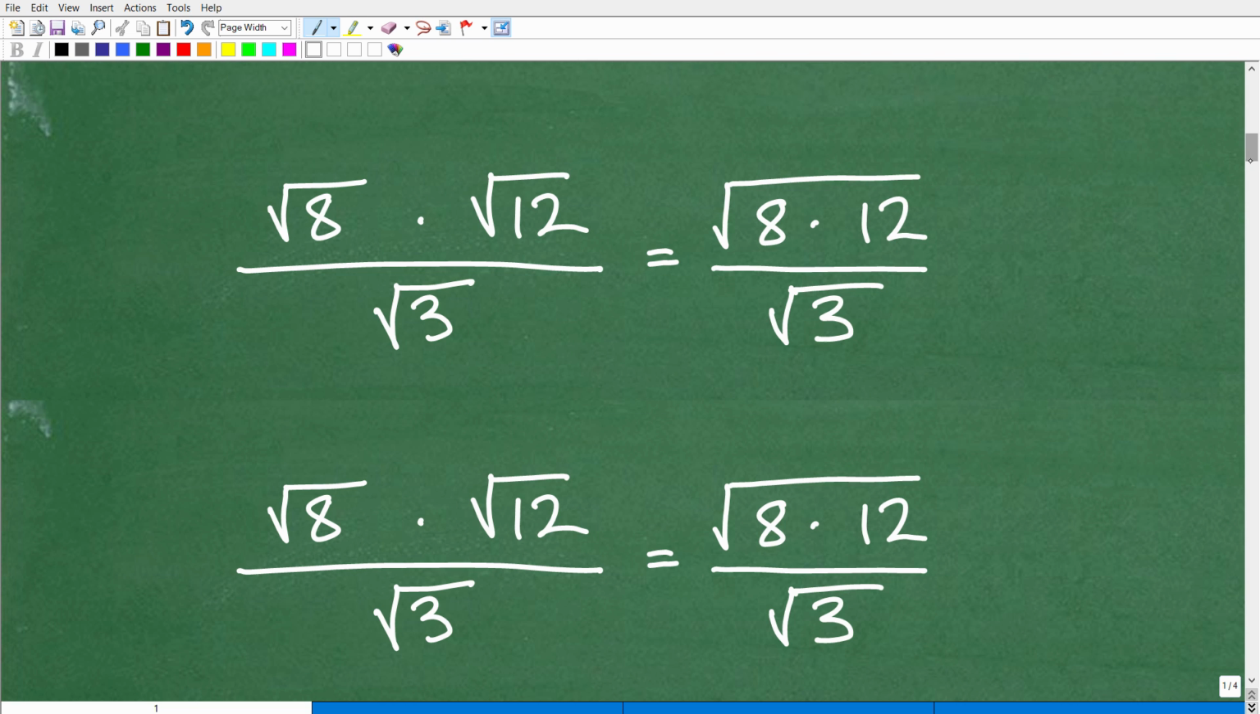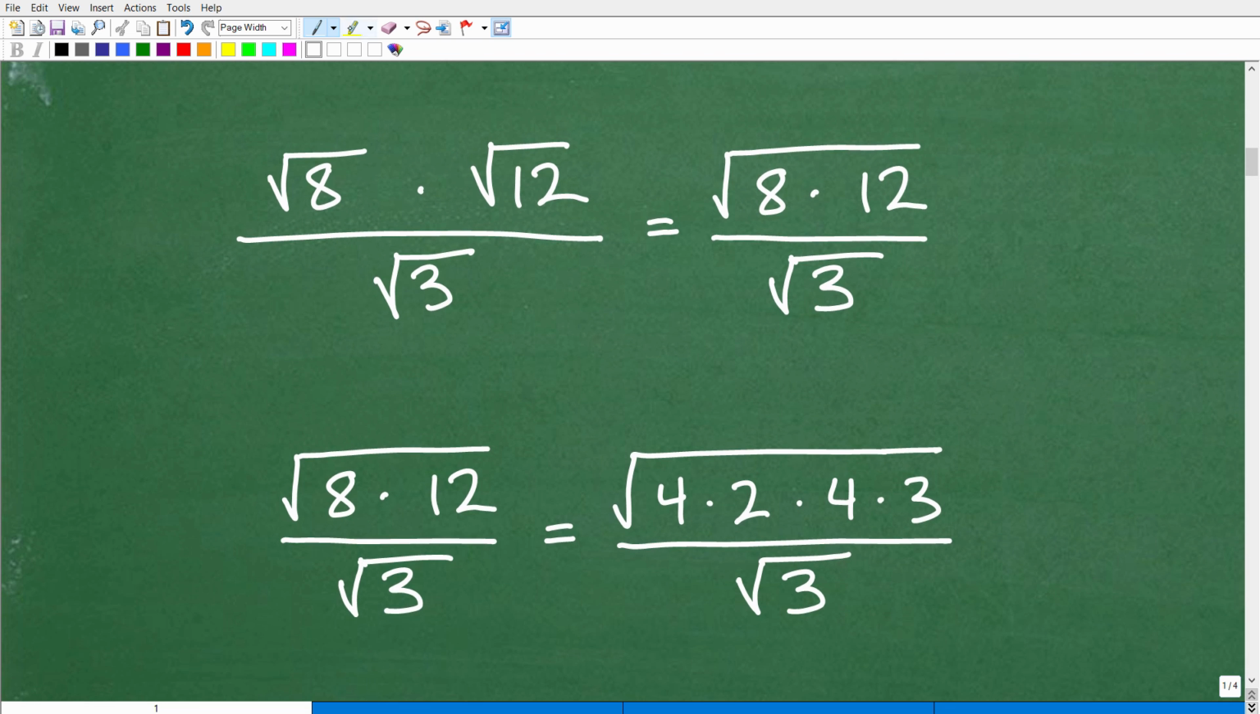All right, so let's go ahead and continue this on. So we have the square root of 8 times the square root of 12. We know we can write that as one big square root, 8 times 12. Now, I'm not going to find this product yet. I'm just going to leave it as 8 times 12, and I'll show you here in a second.